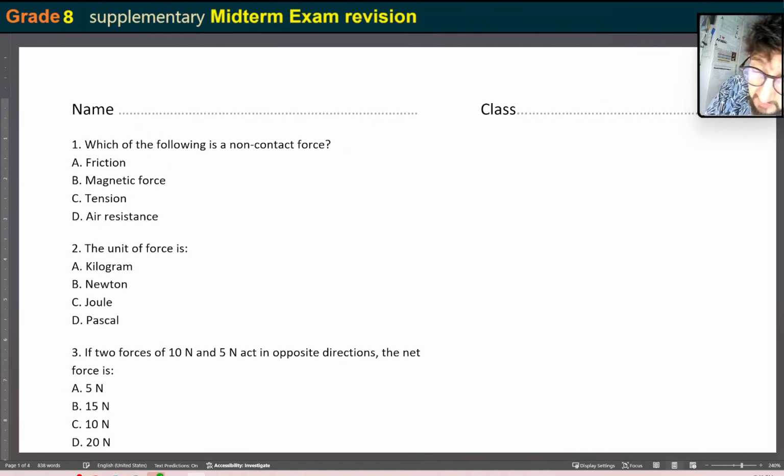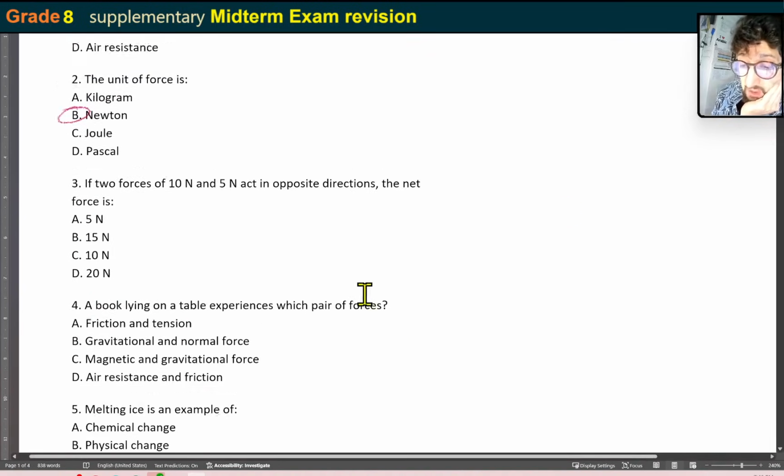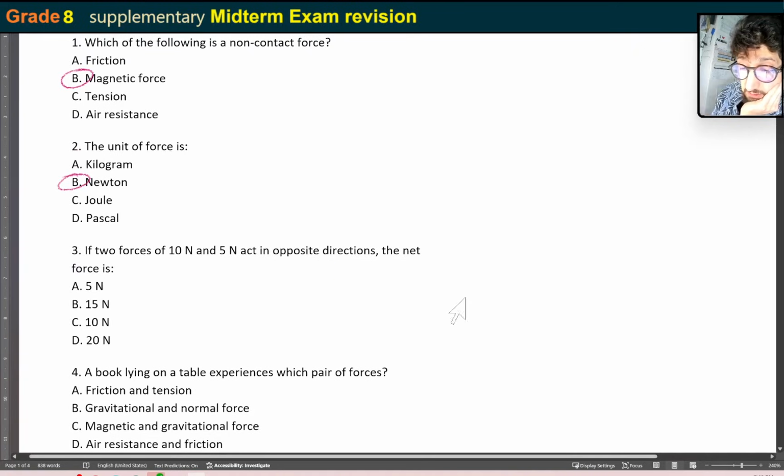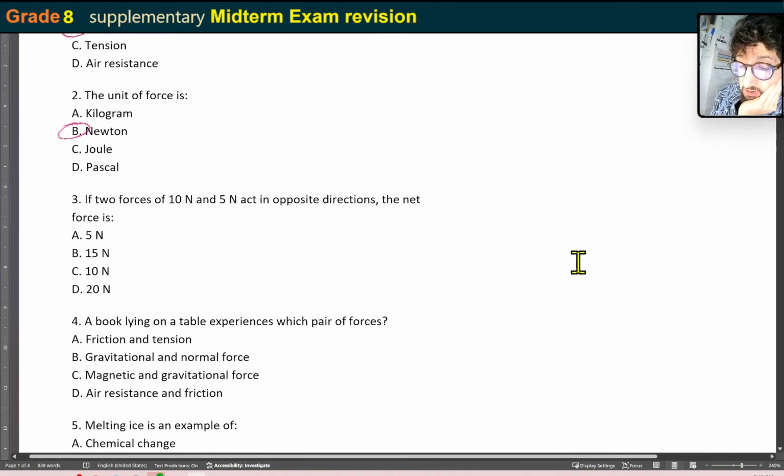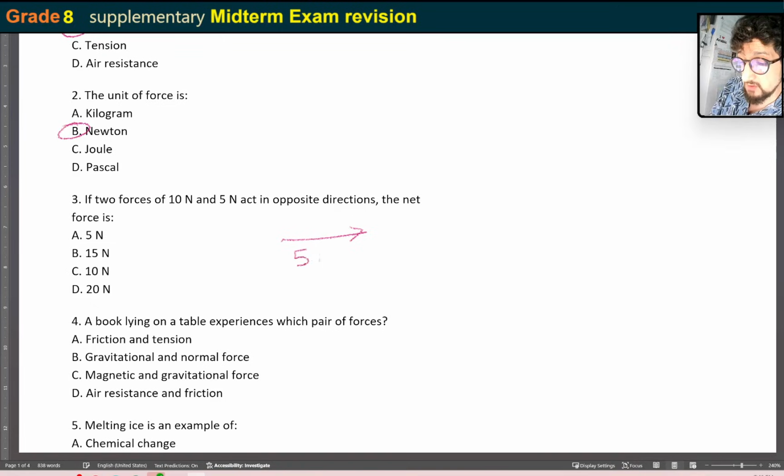Okay, we'll do that. So first of all, magnetic forces. The unit for force is newtons, obviously. Kilogram is the unit for mass, and we won't worry about energy and pressure. If two forces of 10 newtons and 5 newtons act in opposite directions, the net force is going to be, well, if we've got 5 newtons on this side and 10 newtons on that side, it's going to be 5 newtons to one side. Oh, not 50, oops. 5 newtons.